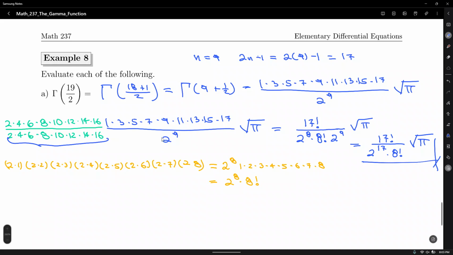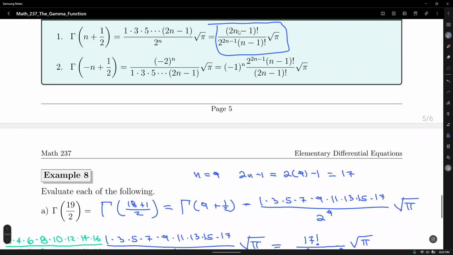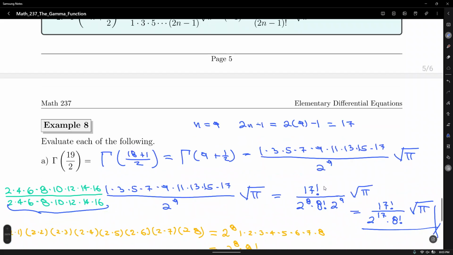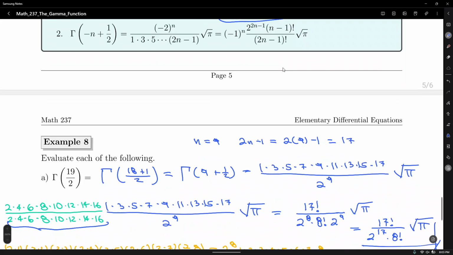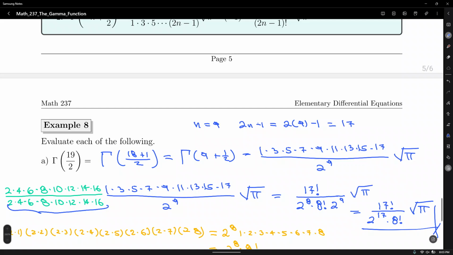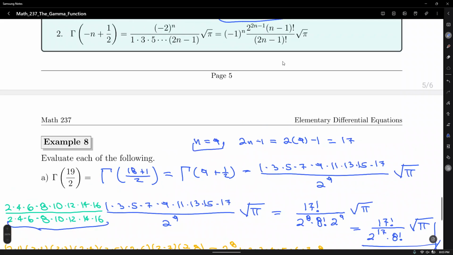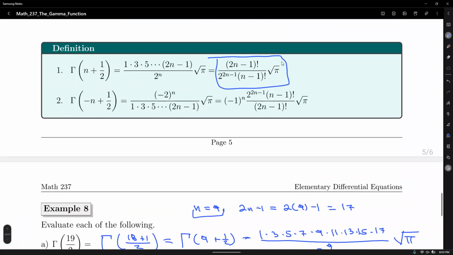So this is how we get the second form of this formula. That is 2n minus 1 factorial, which is 17 factorial, divided by 2 raised to the 2n minus 1, which is 17, and then 8 factorial, that comes from n, which is 9, minus 1 factorial. So you can easily do this quicker with this form instead.